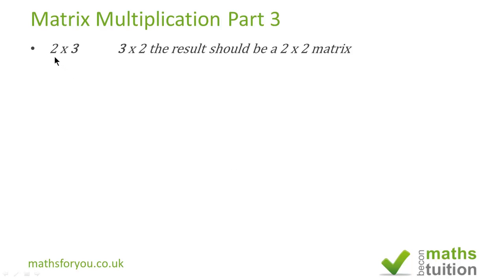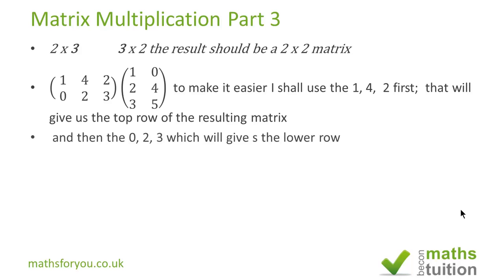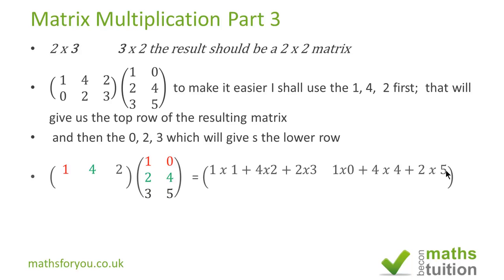Okay, W times Y. W is a 2 by 3 matrix and Y is a 3 by 2 matrix, so it can be done. That's the basic rule. And the result you get will be a matrix with the outermost numbers, so it's going to be a 2 by 2 matrix, with 2 rows and 2 columns. Now moving on, I'm going to do the 1, 4, 2 first, and we'll do the 0, 2, 3 later on.